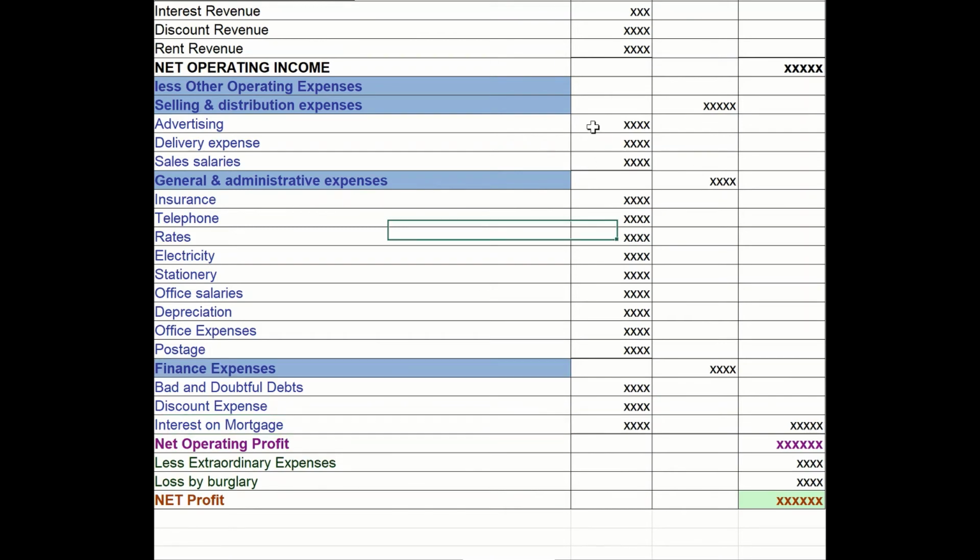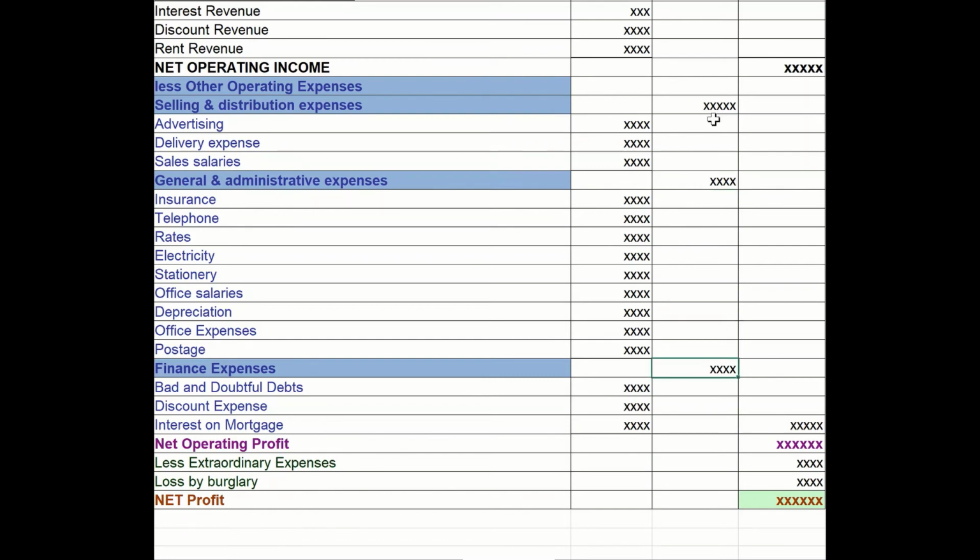Now you can see I've listed them all in the first column. I draw a line and put the total in the second column. Now you could put the three there and put your total there. That's not an issue. I've added up all these, drawn a line, and put the total next to my heading. It's the same with finance expenses. I draw a line and put the total there.